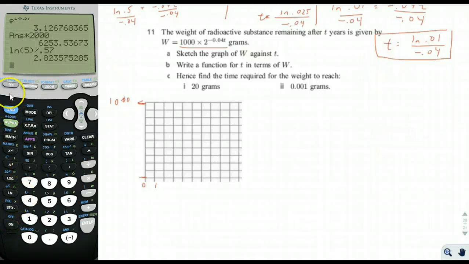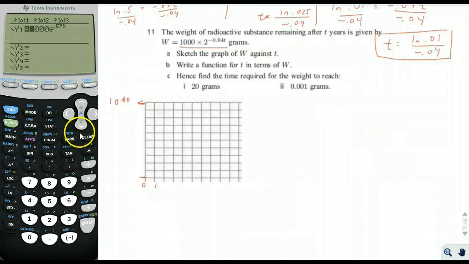If you've got the calculator anyway, you might as well put the equation into y equals, and then you just get all the values instead of just one. Instead of typing the same equation in multiple times, that would be silly. 2 to the negative 0.04t, which in this case is just x. And then we'll do the table.